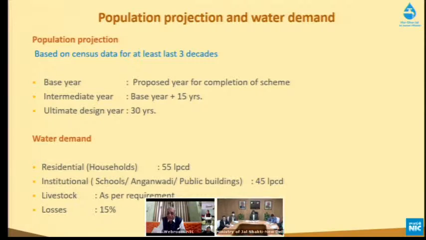And then losses. In most places I have seen losses of 30%, 40%. But at least when you are designing a system, consider 15% losses for the water demand. Considering all these factors, we have to design a system based on what my water demand should be. Next, please.